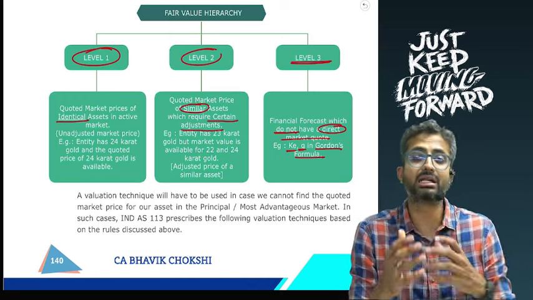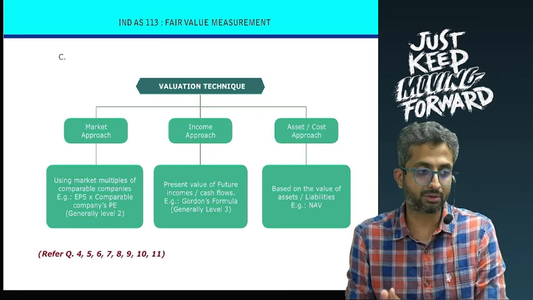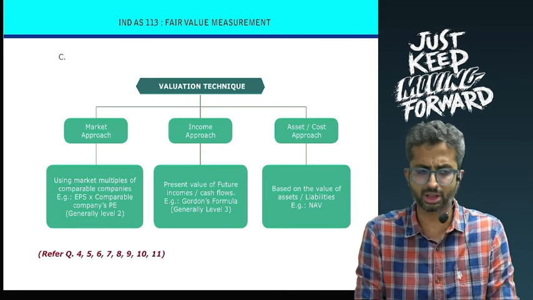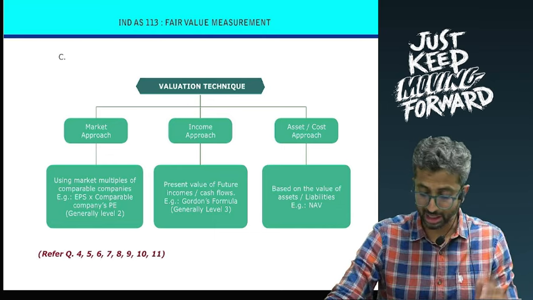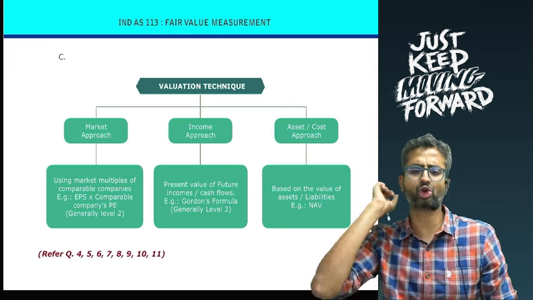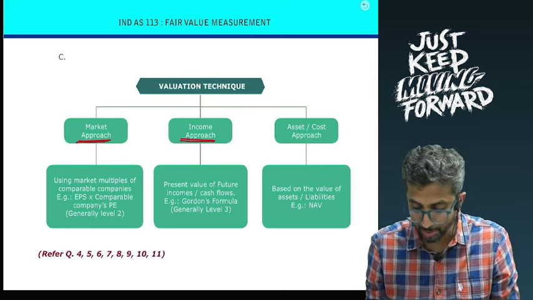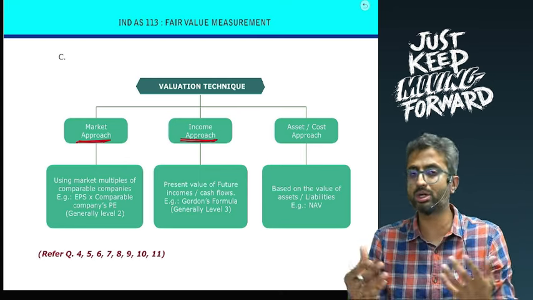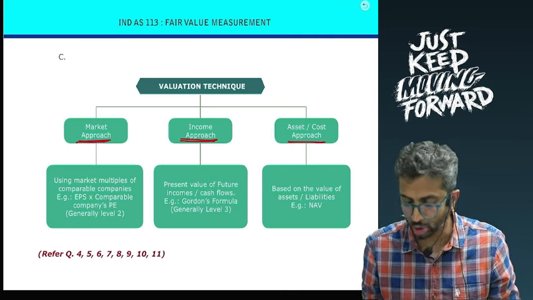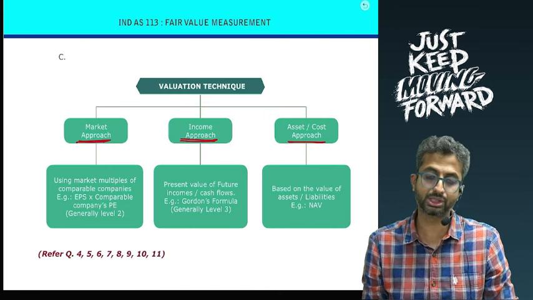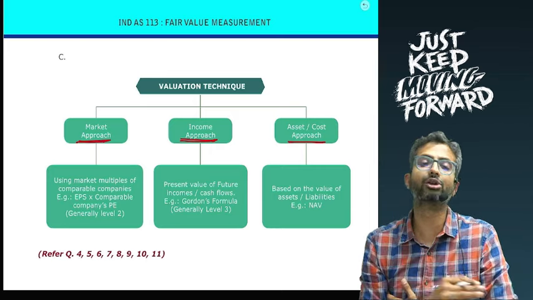Remember, if an asset has a quoted market price, then I don't need to go to the valuation methods. However, if the asset does not have a quoted market price, I may need to go to the valuation methods. The valuation methods may be, let us say, using the market approach, that is, finding a multiple like a PE ratio or EV by EBITDA and multiplying it by your EPS, or the income approach, where you forecast incomes or cash flows and discount them like the Gordon's formula, usually level 3. Market approach is usually level 2. An asset or cost approach, like NAV that you are using for mutual funds, can be level 1 or level 2, depending on how good the fair valuation of those individual assets is.